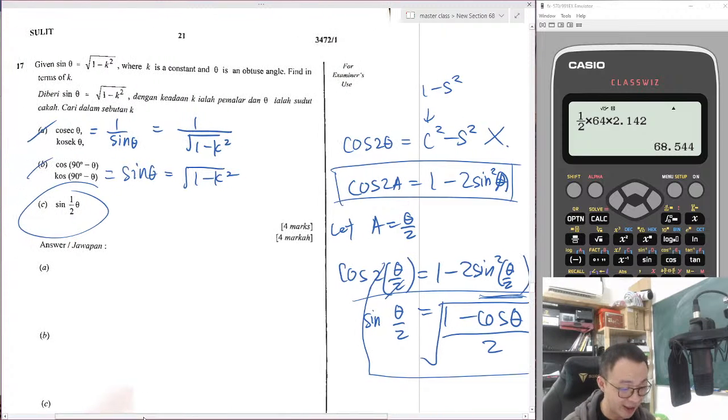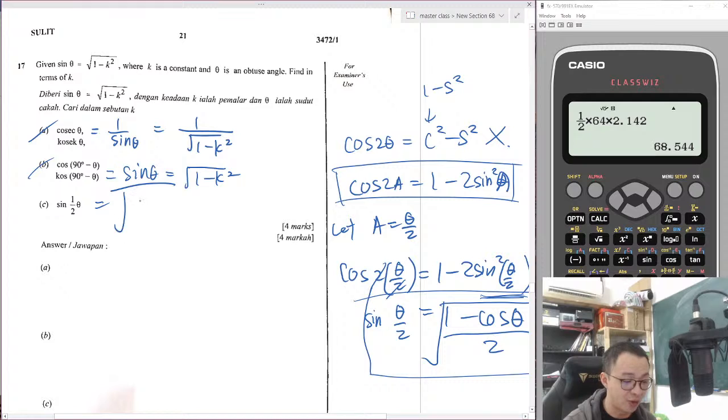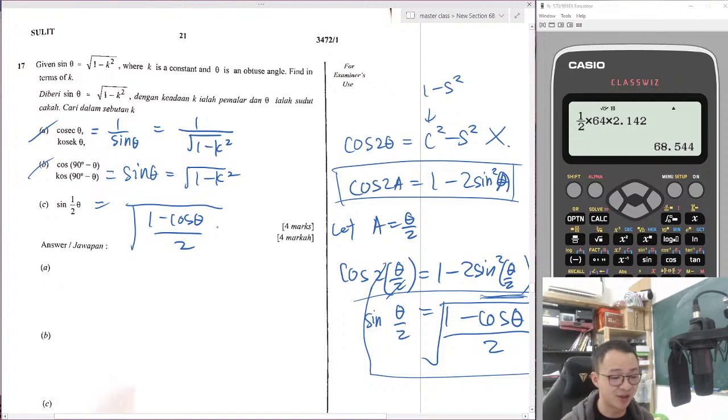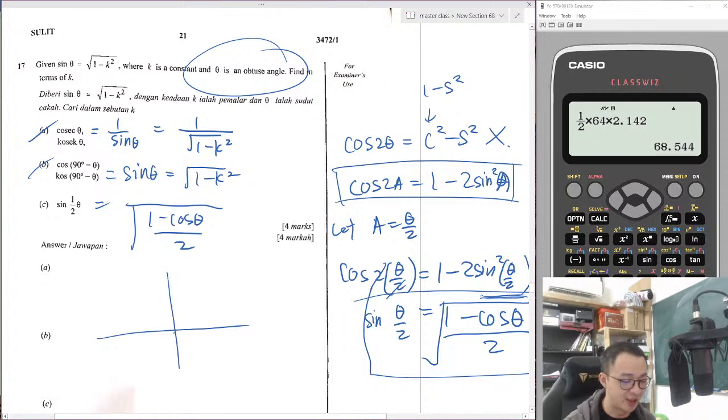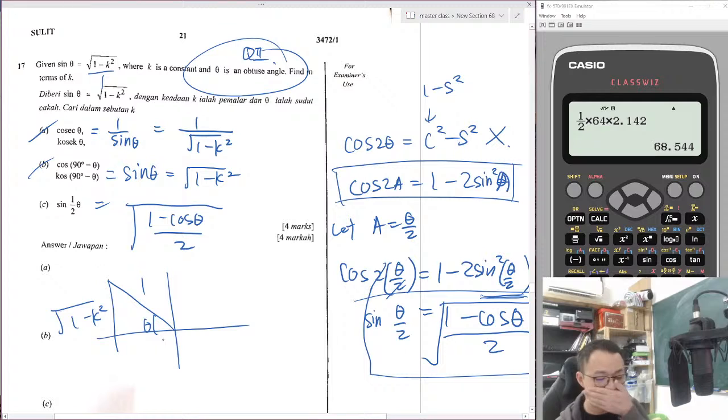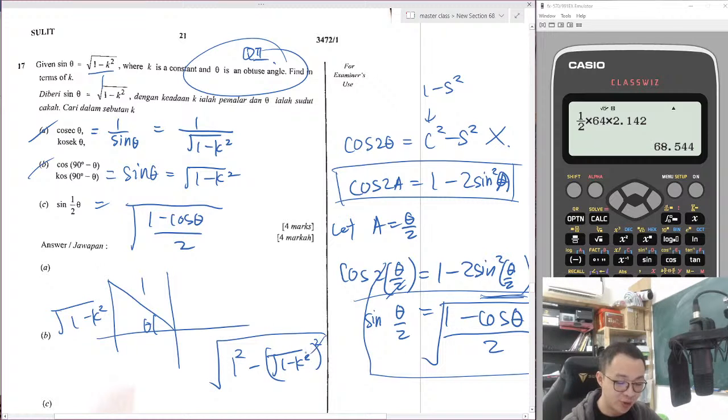Okay, so maybe I will write down my formula: sine theta over 2 equals square root of 1 minus cos theta over 2. Right now I want to form cos theta here, but I don't have cos theta. They tell me theta is an obtuse angle, so I want to draw a triangle for my obtuse angle, in the second quadrant, Q2. My theta is here. Since sine is this one, it's over 1, isn't it? Sine is opposite over hypotenuse, so the opposite is square root of 1 minus k square, and the hypotenuse is 1. Then I want to find the adjacent. I will just use Pythagoras: 1 square minus opposite square, and then I square root it. So square and square root I cancel.